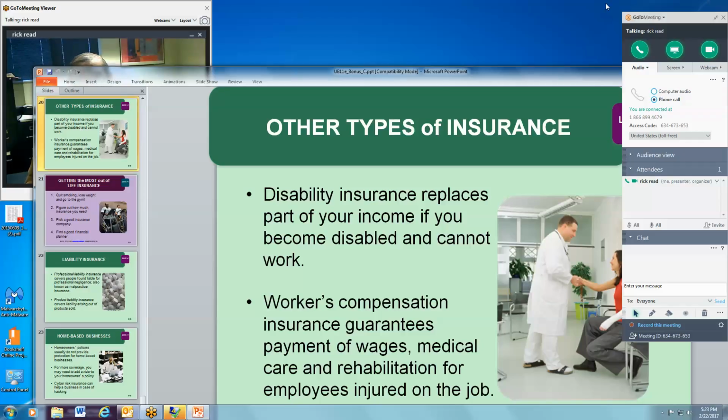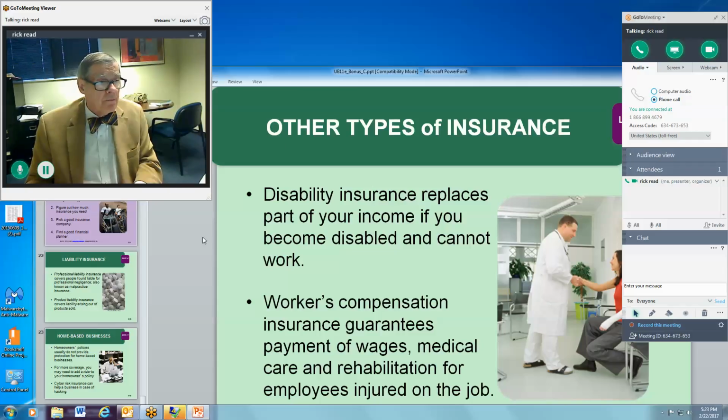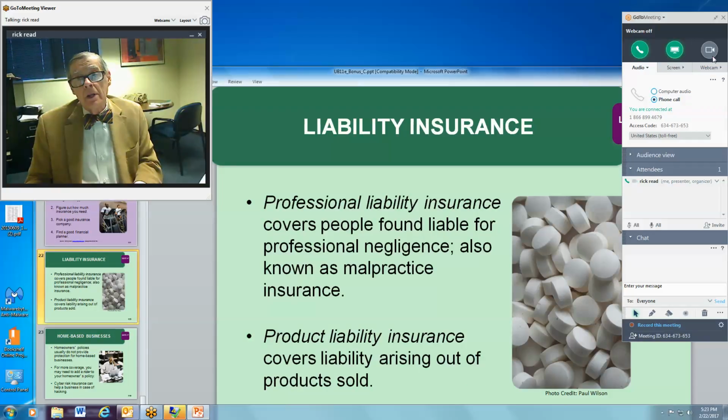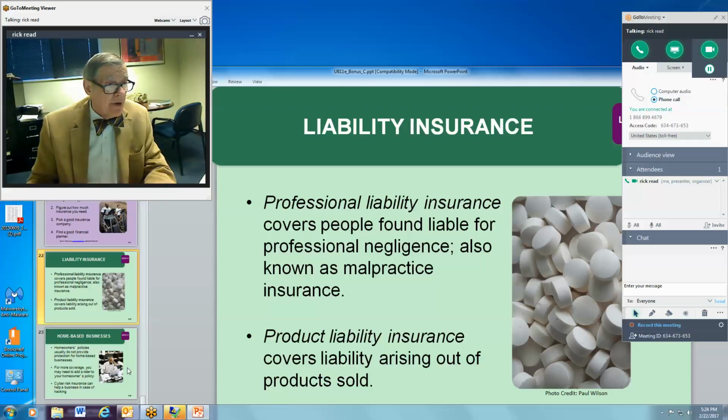Other types of health insurance: disability health insurance, workers' compensation. We've seen some of that before. Liability insurance, personal liability insurance. Usually you see people in the professions such as medicine, dentistry, law, etc., buying professional liability insurance to guard against malpractice suits. Product liability insurance covers liability arising out of the number of products sold or something wrong with them. And of course, that would be for manufacturers.